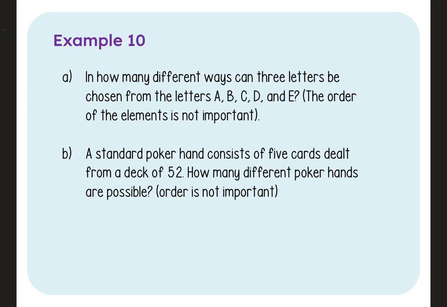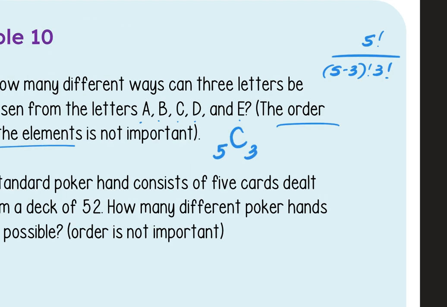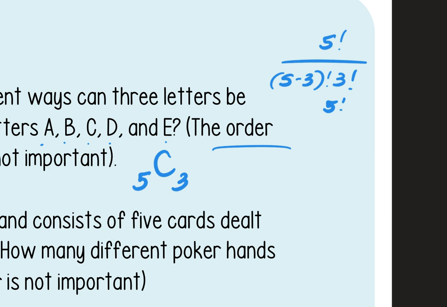All right, last example. In how many different ways can 3 letters be chosen from the letters A, B, C, D, and E? The order of the elements is not important. Obviously, it's going to baby step it in. Eventually, those words won't be there, so you have to know that it doesn't matter. And this is a combination. How many letters are in A, B, C, D, and E? 5. So the 5 goes on the left. How many are you trying to pull from it? 3. So it would be 5 factorial over 5 minus 3 factorial times 3 factorial. So I get 5 factorial over 2 factorial times 3 factorial.